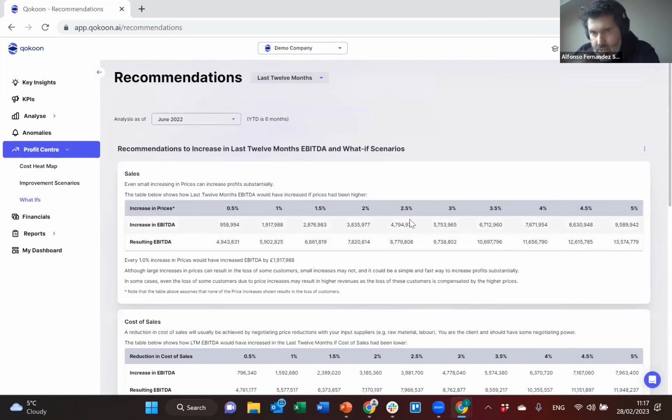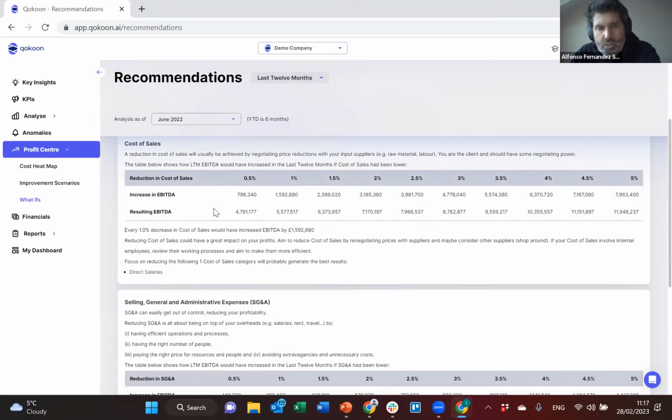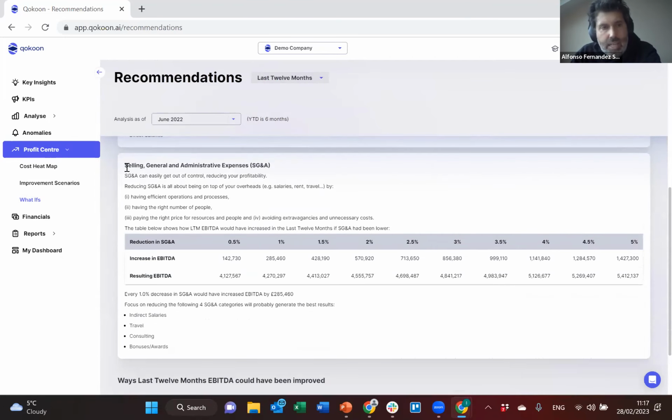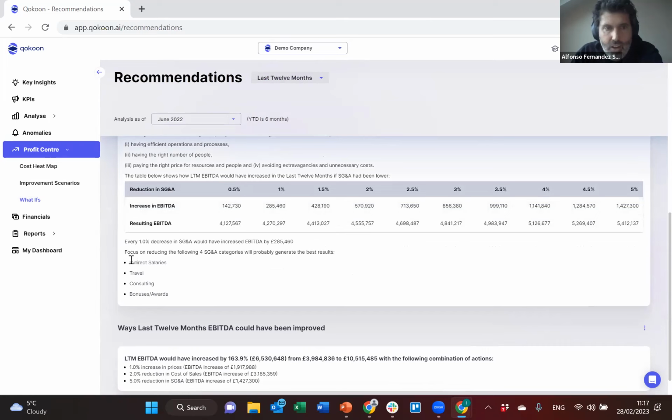And we can do this across the table. We do the same with cost of sales and SG&A. I'm going to focus on SG&A. We tell you, if you could have reduced your SG&A by 2%, your EBITDA would have been 570,000 higher. And our algorithm goes further than that. And it tells you, these are the cost centers you should reduce. Okay, your indirect salaries, your travel, your consulting, your bonuses.